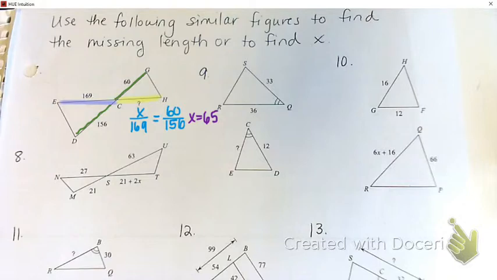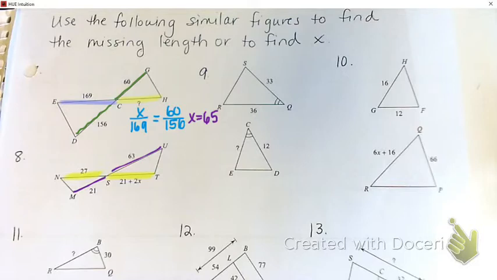Okay, let's look at number 8. So first thing again I have to do is figure out what corresponds together. I know this straight one is going to correspond to the straight one over here. I know the sideways one is going to correspond to the sideways one right there. Again, it doesn't matter which one you start with as long as you're consistent. For me, I just always start with wherever X is.